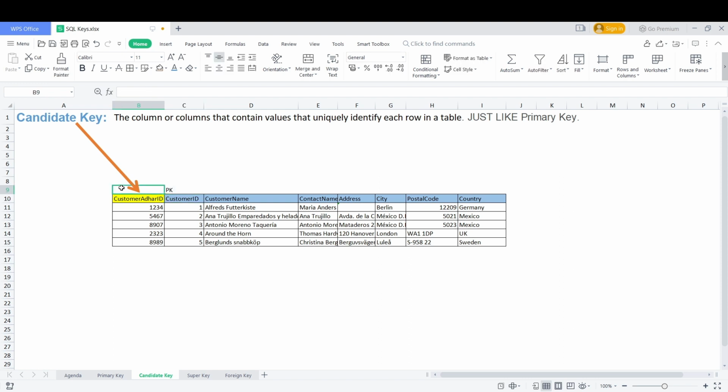Okay, now this Aadhaar ID is also uniquely identifying each and every row, right? So since we are calling the customer ID a primary key, we cannot call this one our primary key as well. So we call it something like the candidate key. And if you want, you can try to read this definition as well. The column or columns that contain values that uniquely identify each row in a table.